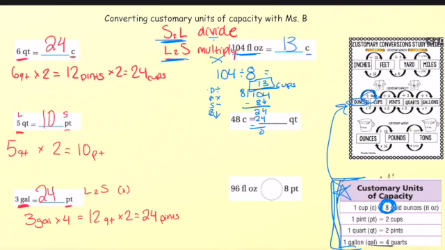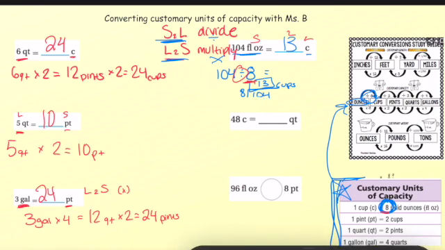Okay, boys and girls, the reason we divided here is because we're going from a smaller unit, fluid ounces are smaller, to a larger one. When we go from small to large, we divide. How did I know to divide by 8? Well, I know that there's 8 fluid ounces. Okay, I'm just going to erase this so we can be clear and have room. Excellent, excellent. All right, next problem.